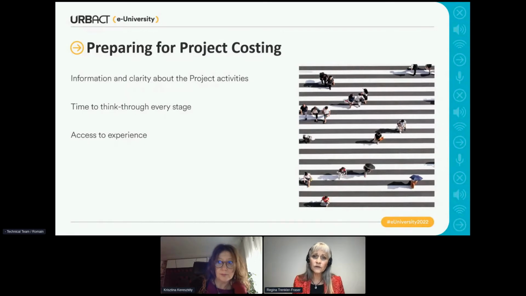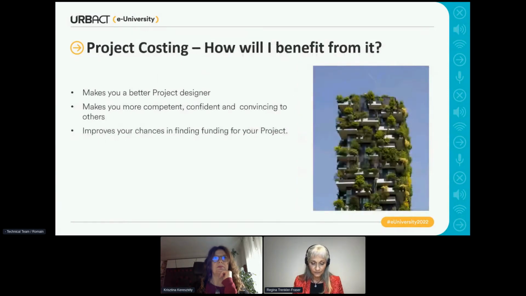Could be colleagues who have implemented similar projects in the past, or a pilot project you have run and you draw the lessons from how that went. Or if you have none of this, then you might want to ask suppliers and service providers to help you along with some quotes for certain activities and tasks. So good preparation is really key for a project costing exercise.